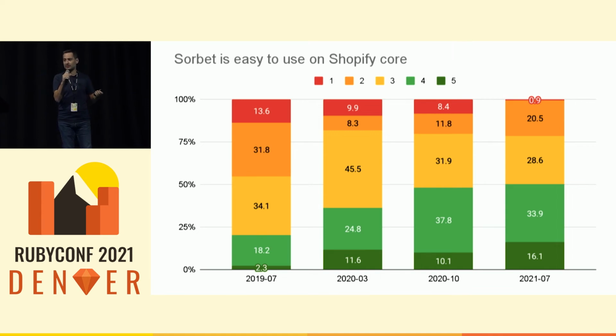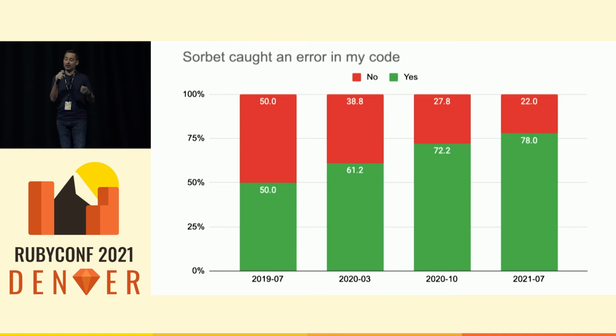This is also a testament to some of the work we've been doing to make the tools easier to use, and creating documentation and better support from our team as well. At the same time, originally when we asked people if Sorbet ever caught an error in their code, the responses were 50-50. But now, 2 years later, 78% of people are saying that Sorbet caught an error in their code, and most probably before it was shipped to CI, let alone production. So this is really good, and it's also a result of the increased typing in our code base over the 2 years.